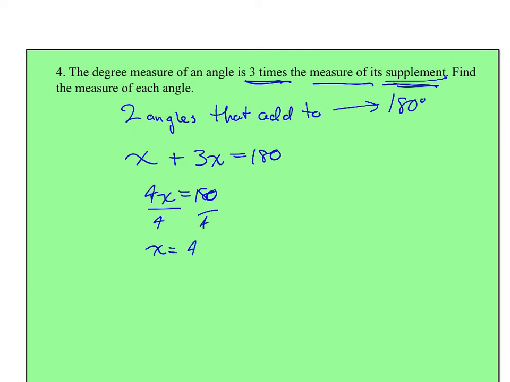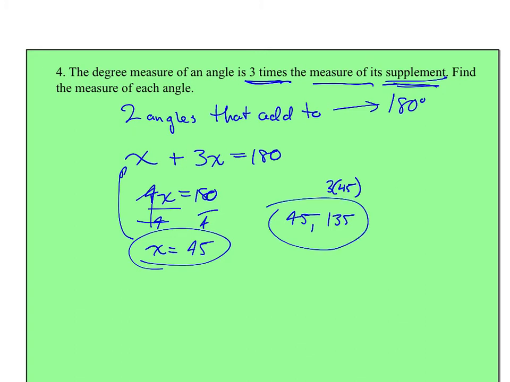So that's just a simple little algebra problem, stuff you've seen before. That's going to be 45 degrees. Okay, so that's that angle. But they want both. So I've got 45, then I can take 3 times 45, and that'll be 135. And those two angles, do they add up to 180? They do. And we're done.